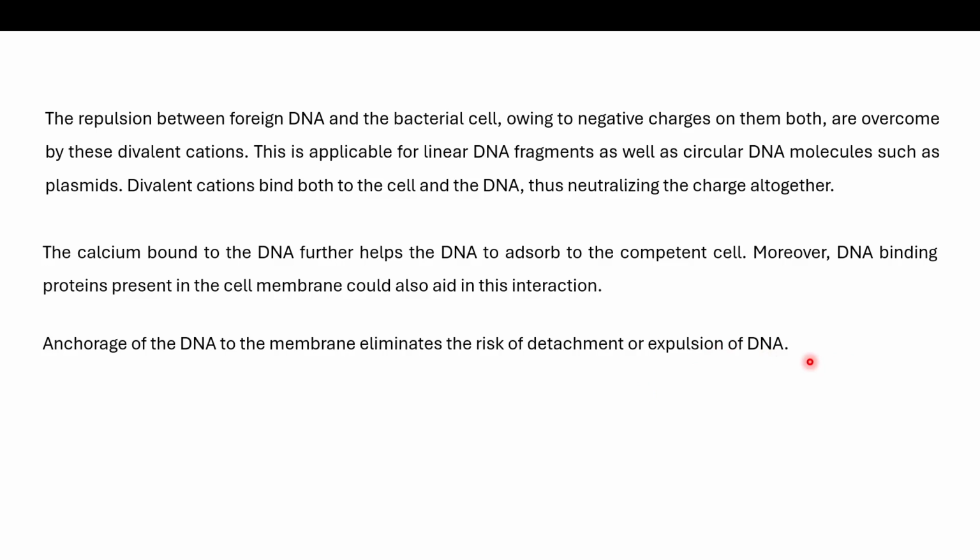So this kind of adsorption is helping the DNA to stay on the cell surface. And further treatments, like temperature variations, will help in opening up the pores, and then for the DNA that is already adsorbed on the cell surface, it will be easier for the recipient cell to take up that DNA.